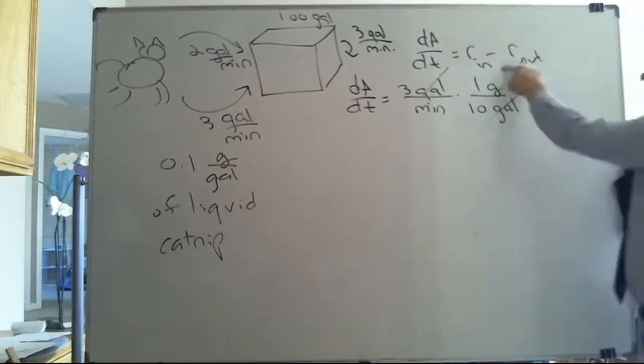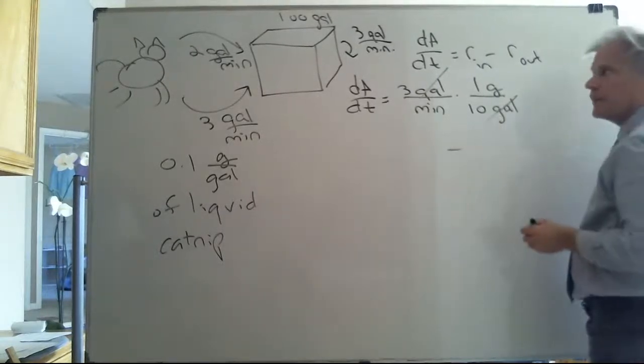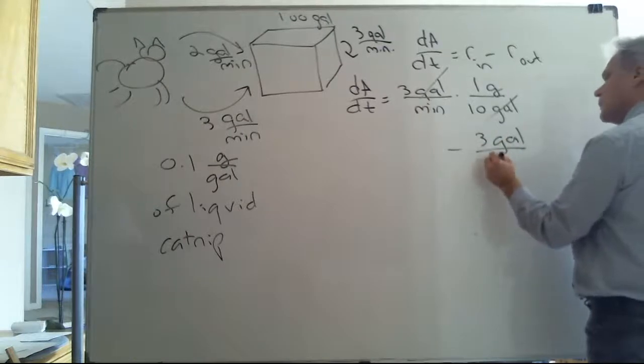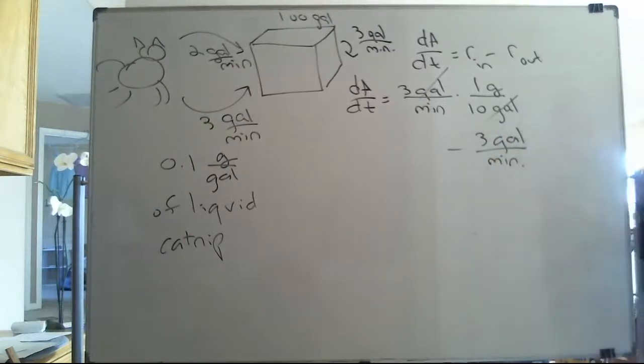But I need to subtract off the rate at which catnip is going out, which is not 3 gallons per minute. That's the rate of flow of fluid going out. I need to multiply by the concentration of the catnip in the tank at time t. But I have to confess, everybody, it's not quite as straightforward as last time.